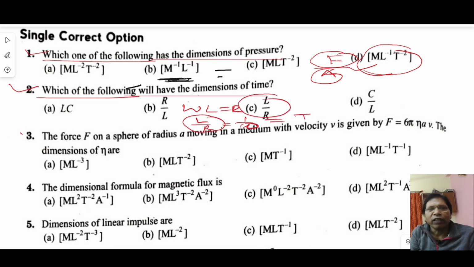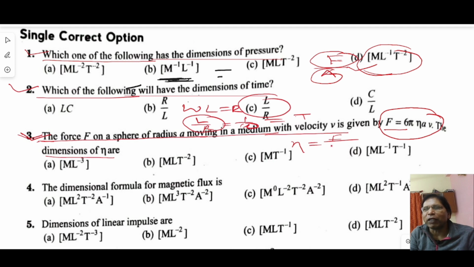Now question number 3. The force on a sphere of radius a moving in a medium with velocity v is given by F equals 6 pi eta r v. Okay, the dimension of eta. Look at this. The dimension of eta is F divided by, this 6 pi is a constant, a into v. Now dimension of force is MLT^-2, a is L and v is LT^-1. Now look at this, T^-2 divided by T^-1, so this is T^-1.